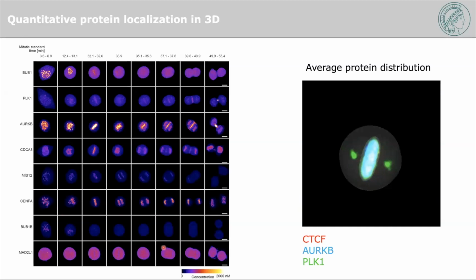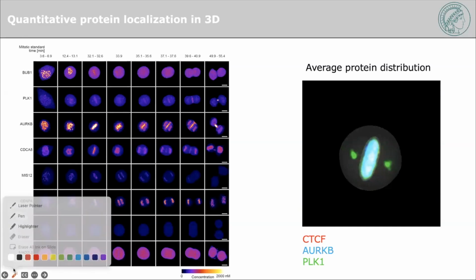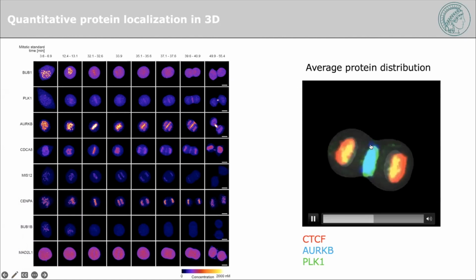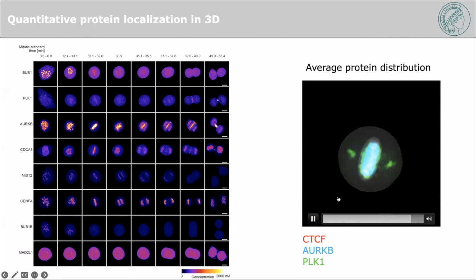The data was so quantitative and so standardized that we were then also able to create average distributions of these proteins. This is shown for 3 proteins, but from metaphase up to anaphase, we were able to derive the average distribution throughout for each of these proteins.